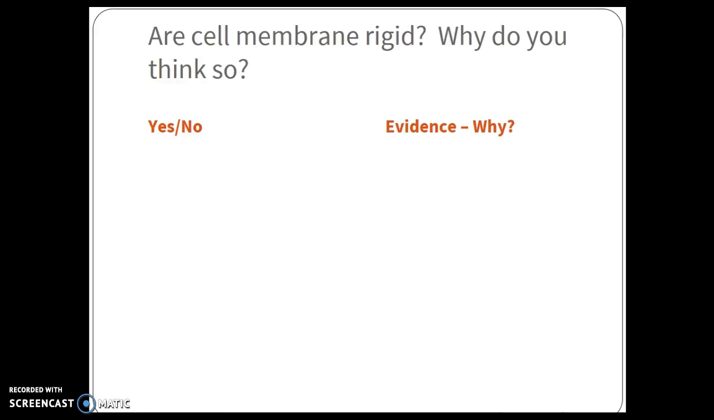Here's another question that is not on your review sheet, but you should still know the information. Are cell membranes rigid? Yes or no? And why do you think so? The correct answer would be no, they are not rigid. The reasoning would be they need to be fluid and flexible so that things can move in and out of the cell. That fluidity and flexibility is going to allow molecules to move in and out of the cell.